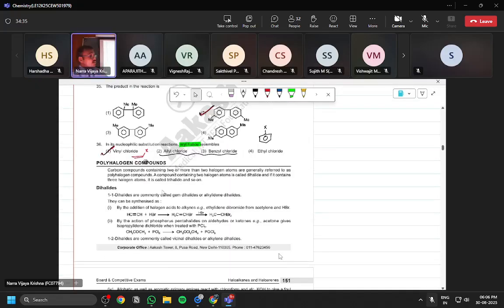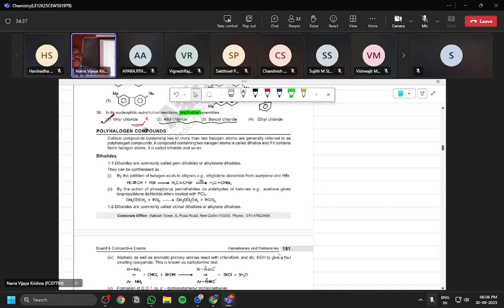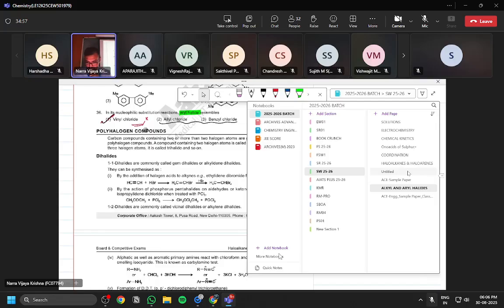So we are going to see polyhalogen compounds, right? Polyhalogen compounds discussion in our target booklet is less compared to Invictus. So I am discussing from Invictus target for polyhalogen derivatives, right? In that, first we will complete the polyhalogen derivatives, then we will start numerical solving again.